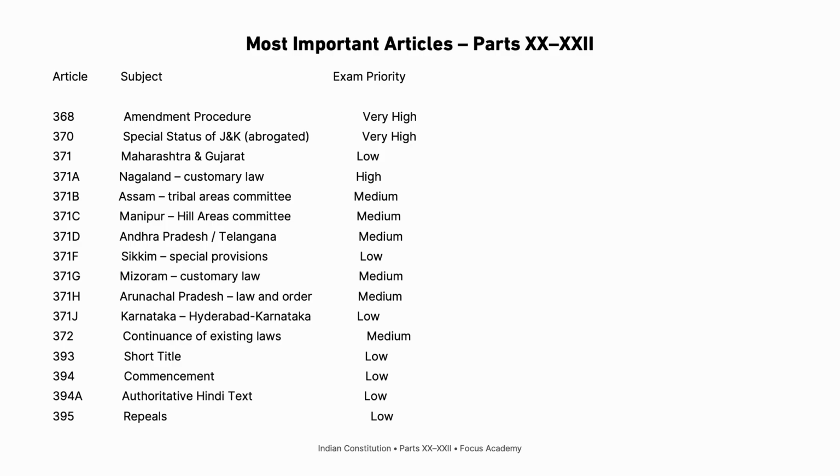Important articles from part 10 to part 22. Amendment procedure very high. Special status of Jammu and Kashmir, since it only happened in 2019, it also forms part of the current affairs as well, so it's high. Maharashtra, Gujarat law, Nagaland customary law very high. Assam medium. Manipur medium, Andhra Pradesh, Telangana. Again, Andhra Pradesh, Telangana was carved out of Andhra Pradesh.